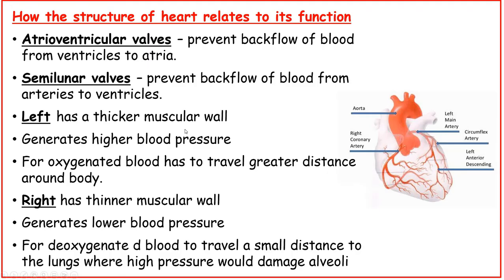The left side of the heart has a thicker muscular wall, so it generates a higher blood pressure, for oxygenated blood has to travel greater distance around the body. The right side of the heart has thinner muscular walls. This generates lower blood pressure for deoxygenated blood to travel a small distance to the lungs, where high pressure would damage the alveoli.